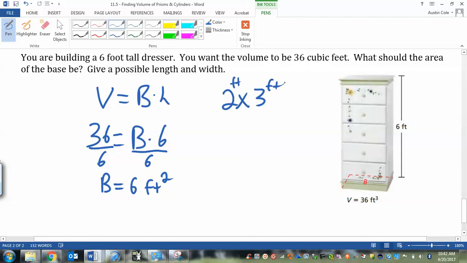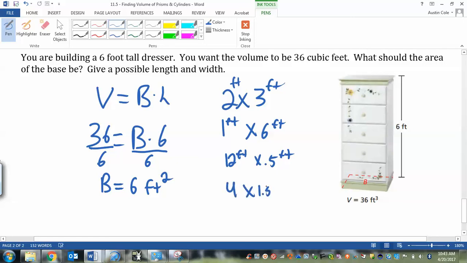Anybody have a different measurement? Paige, what'd you have? 1 and 6. Anybody else? Abby? 12 and 0.5. Anybody else? Will? 36 and 24 inches. Okay, thank you. Braden? 4 and 1.5, exactly.